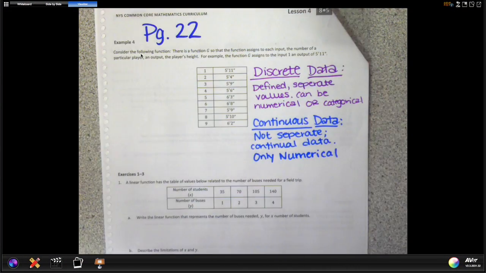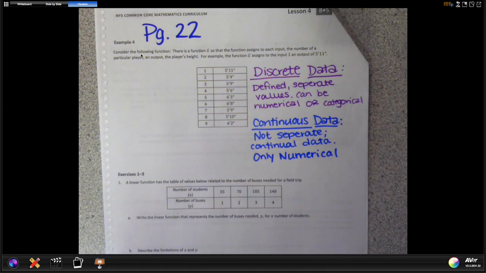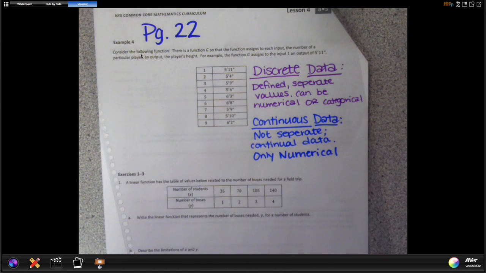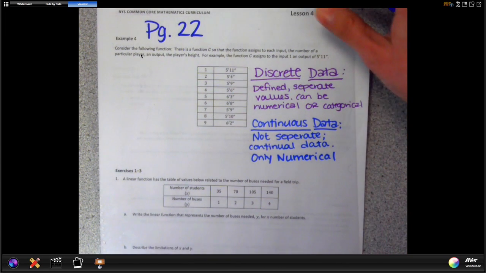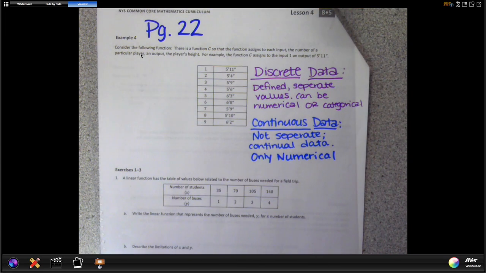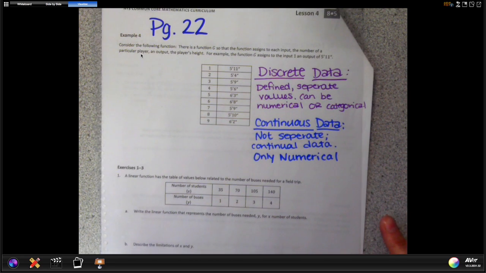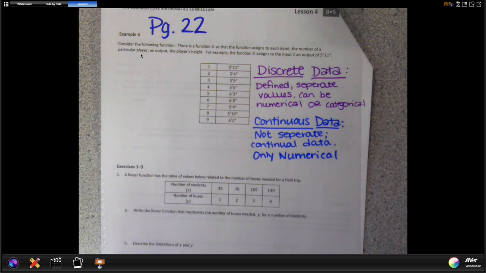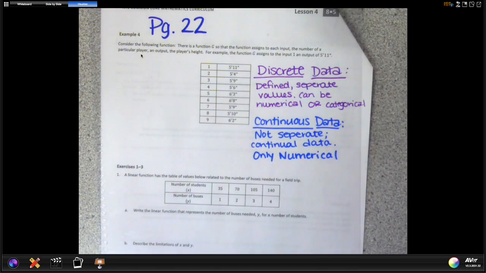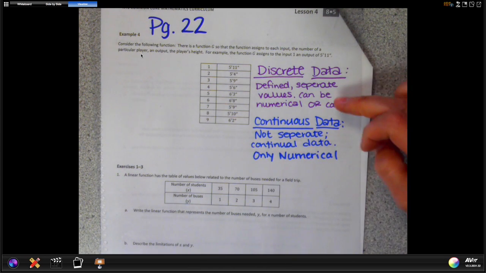Okay, good morning, and welcome to Module 5, Lesson number 4 for 8th grade math. Today we are not starting on the first page because there's a better example as we go. So we're going to start on page 22, and the first thing that we're going to do today is write down some definitions for discrete data and continuous data.